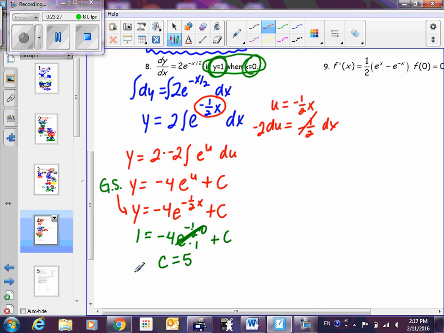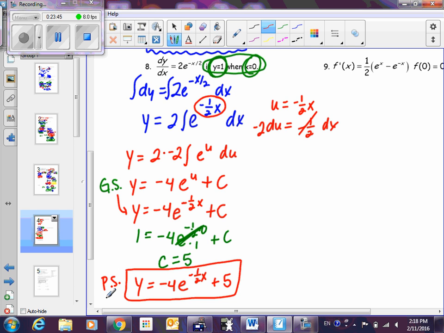Although that is not my final answer. Your final answer is, you got to rewrite it. But instead of plus c, we're going to write plus 5. Okay, so we've been doing differential equations, just not with e yet. Now we have.